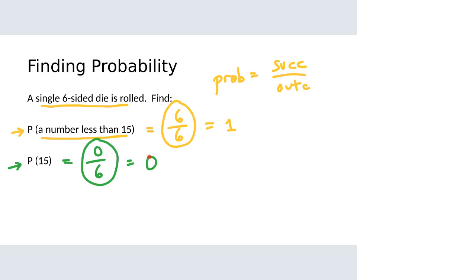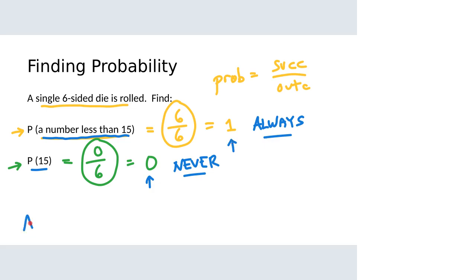If you're looking at these two questions thinking, these are awfully obvious, I don't see the point. Here's the point. What we have here is the probability of getting a number less than 15. Well, that is going to happen every single time. It is always going to happen. And then the probability of getting a 15 when I roll that die is, well, that can't happen. That's never going to happen. And so what we can see here is something that's never going to happen has a probability of 0. Something that's always going to happen every single time, no matter what, has a probability of 1.